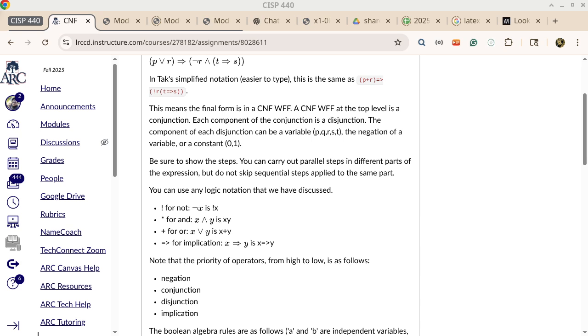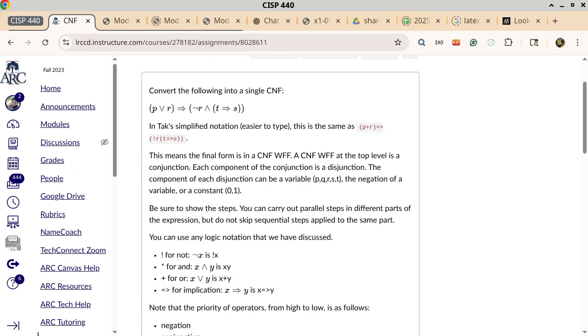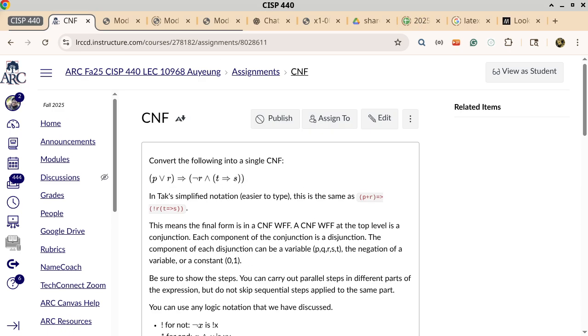Yay. All right. So this is your homework. Your homework assignment is to convert this particular Boolean expression into a CNF, a conjunctive normal form. That means the first thing we need to know is what a conjunctive normal form is, and what tools we use to convert something like this into a conjunctive normal form.